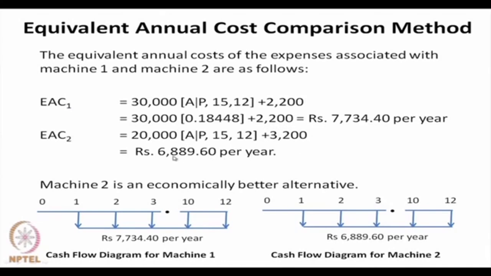So, that gave a value of 6889 rupees 60 paise, and this is obviously less than this. Therefore, machine 2 is an economically better alternative. We are getting a similar conclusion as we got by applying the present worth cost comparison method.